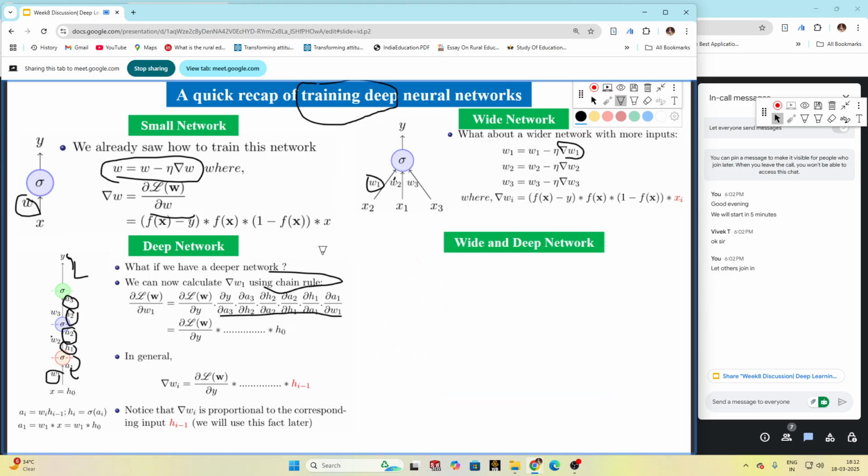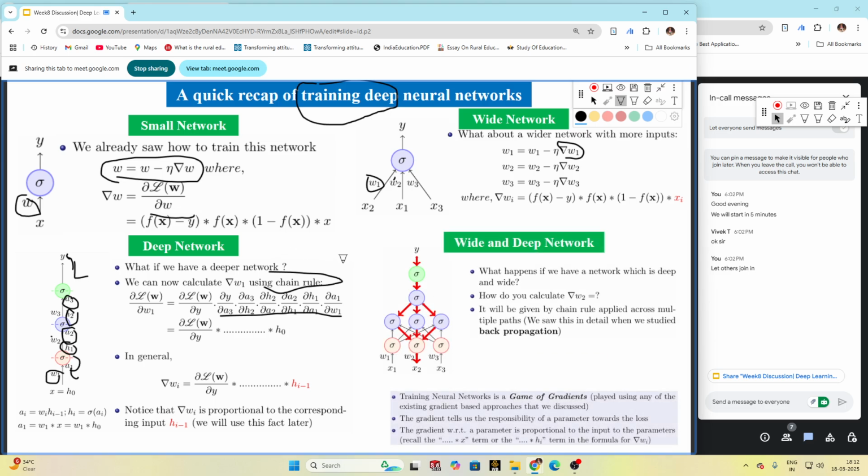Now what about a wide and deep network, both? Again we have to follow the chain rule, but here the chain rule is a bit more complicated, because our network is also widened. So this is a quick recap of how we can train different types of neural networks.